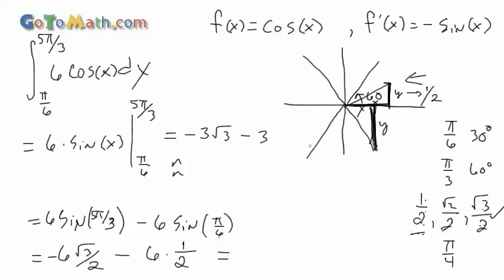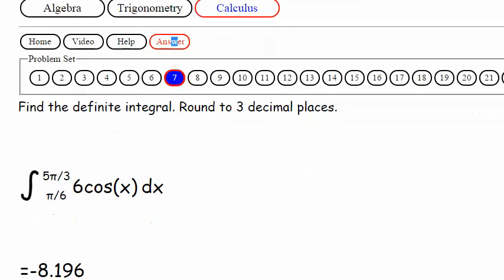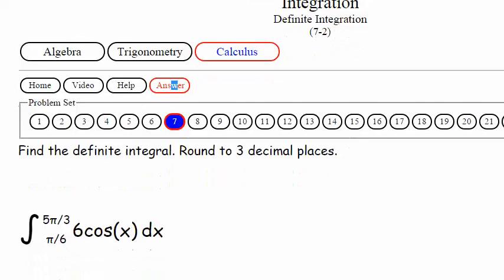And what did I just do wrong? Oh, I put something under the radical. Never mind. Square root of 3. Negative 3 times square root of 3 minus 3. Let's hope I did this right. Negative 8.196. I was holding my breath on all that, let me tell you. Anyway, there it is. It was live.